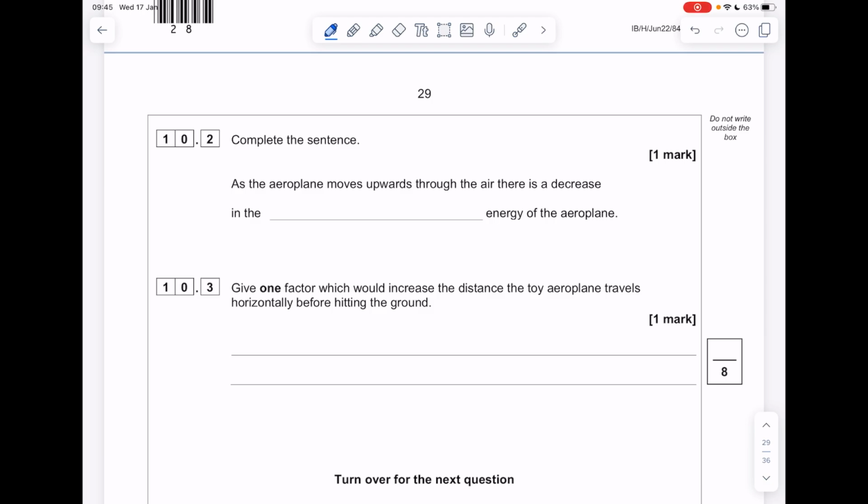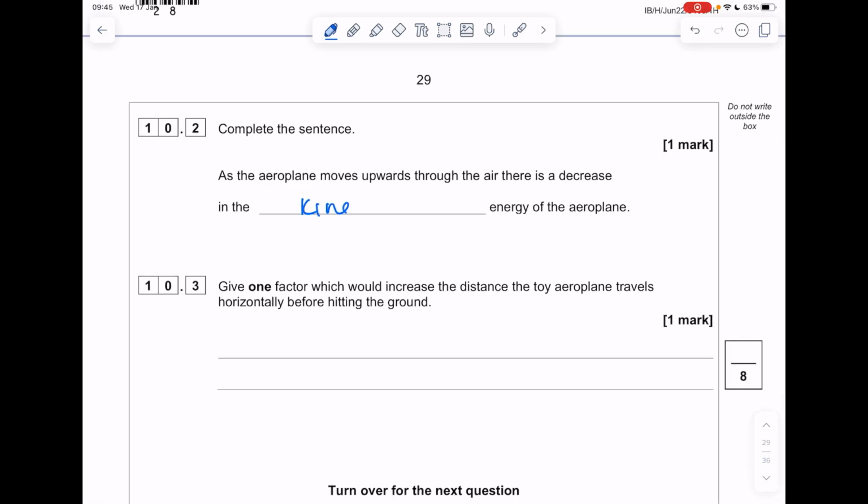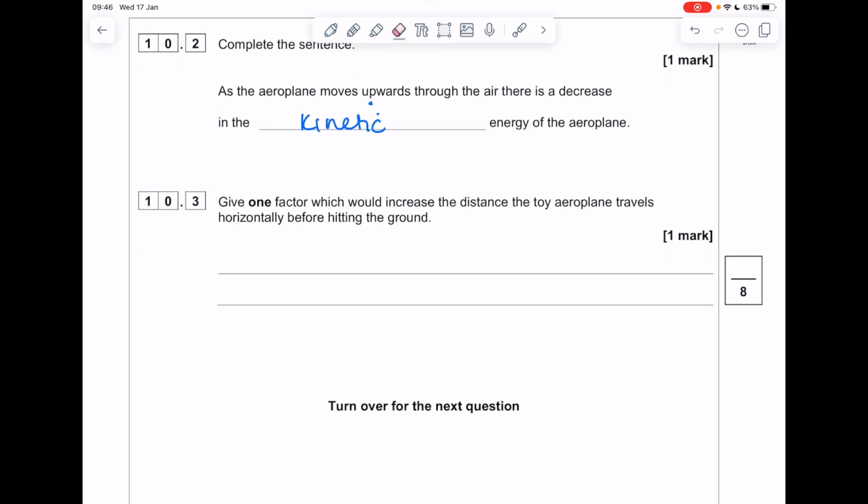Complete the sentence. As the aeroplane moves upwards through the air, there is a decrease in the kinetic energy, so the movement energy of the plane. Give one factor which would increase the distance the toy aeroplane travels horizontally before hitting the ground. So basically, how would we get that aeroplane to travel further? We could increase the extension of the spring. We could wind that spring tighter to give it more elastic potential energy.